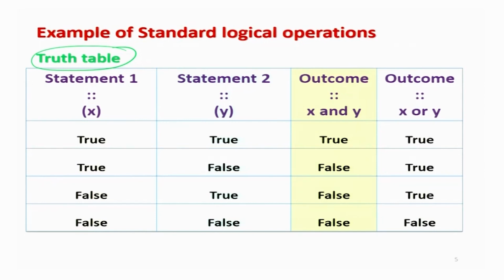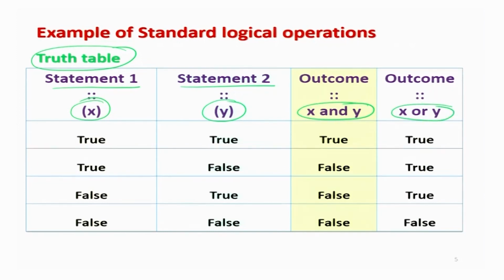So suppose I consider here two statements, statement 1 and statement 2, which are indicated by x and y respectively. Now I try to consider here two logical operations. One is x and y and another is x or y. So these are the two outcomes that we are going to consider.